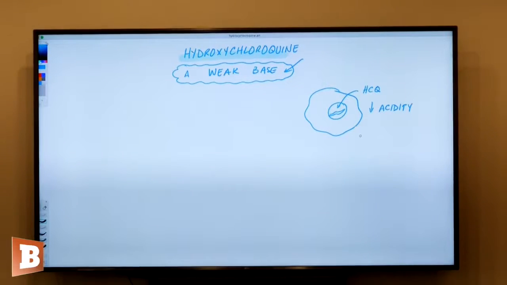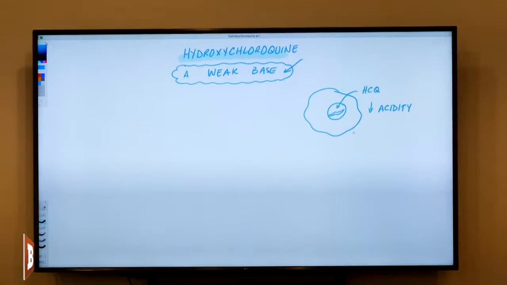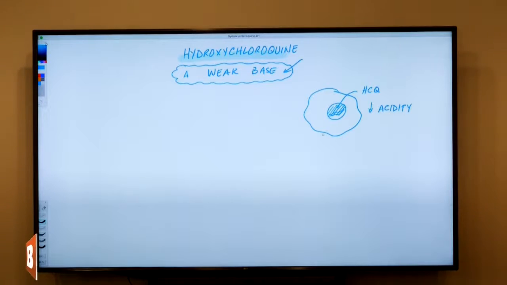So as it is a weak base, and the stomach of the plasmodium needs an acidic environment to be able to digest the food particles it is eating, when hydroxychloroquine is present and makes it all less acidic, then that stomach of the plasmodium stops working, and that causes the plasmodium to die. This is a similar mechanism that we use in case of COVID-19 as well.